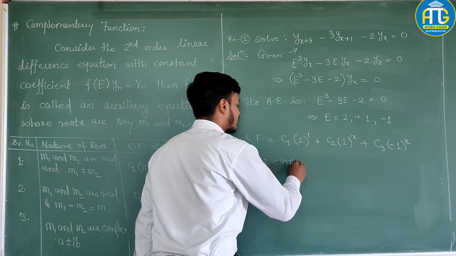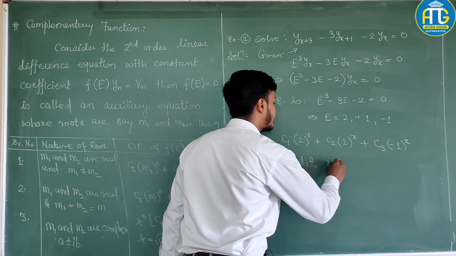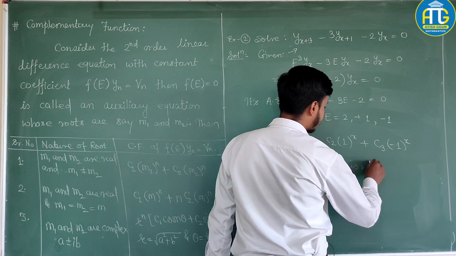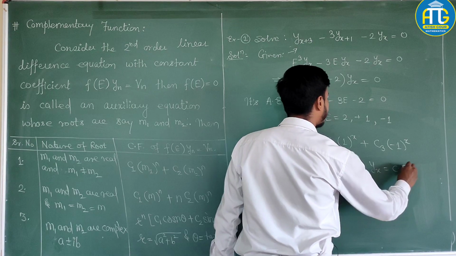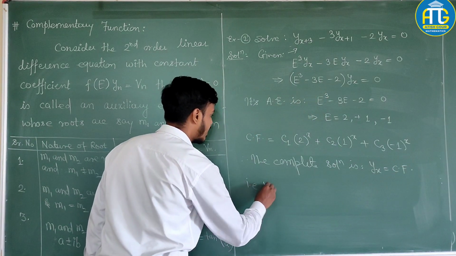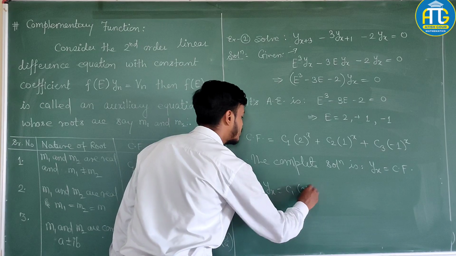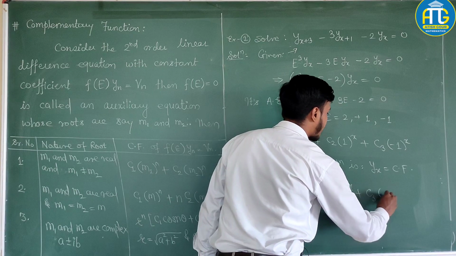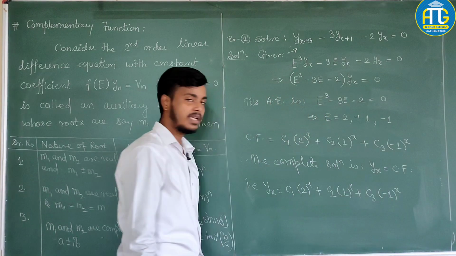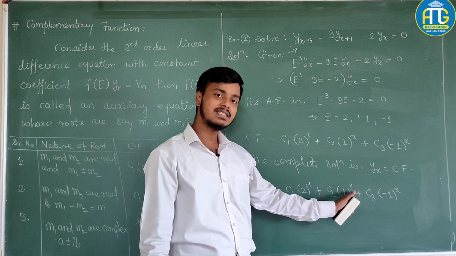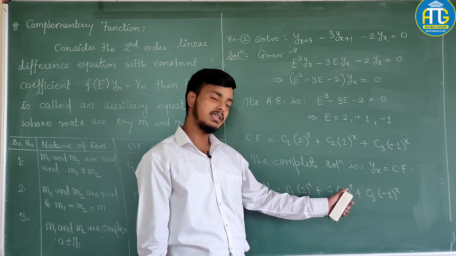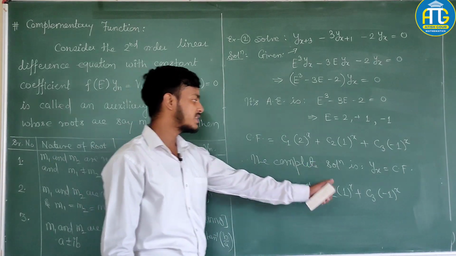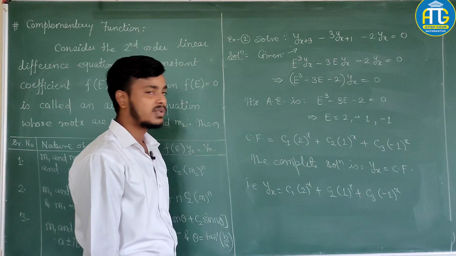Therefore, the complete solution is what? Yes, yx is equal to CF. Then you can write that yx is equal to c1 2 to the power x plus c2 1 to the power x plus c3 minus 1 to the power x. As you know that 1 to the power x is 1, so in the final answer you can remove this 1 to the power x. You can write c1 2 to the power x plus c2 plus c3 minus 1 to the power x.